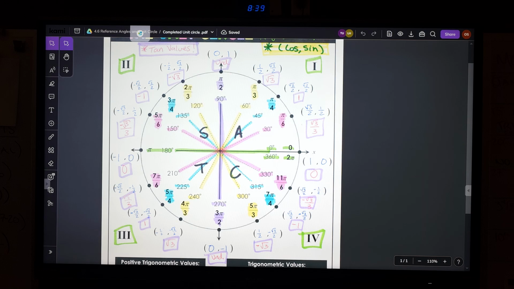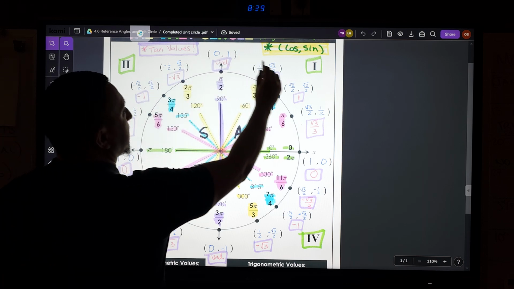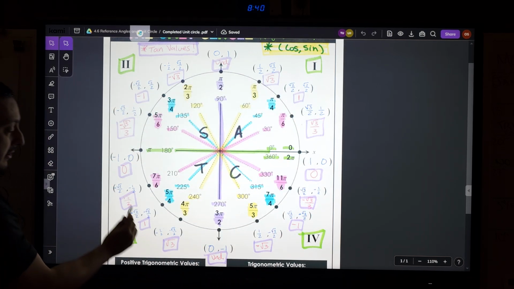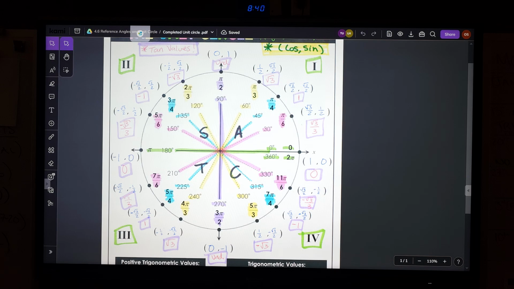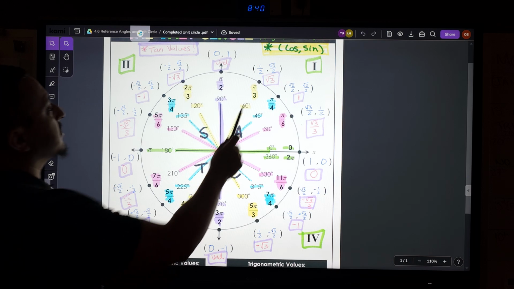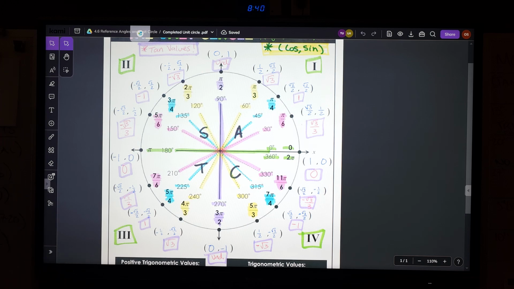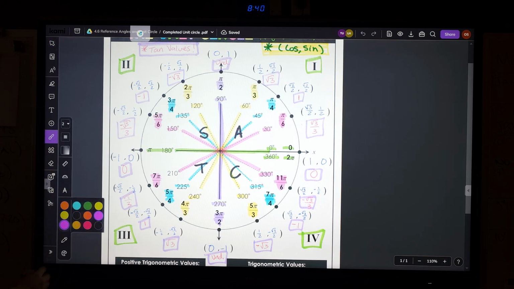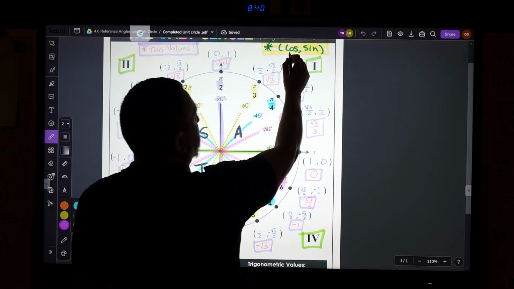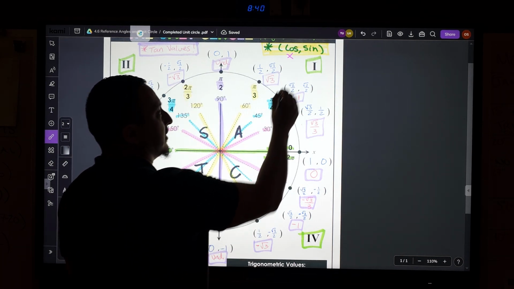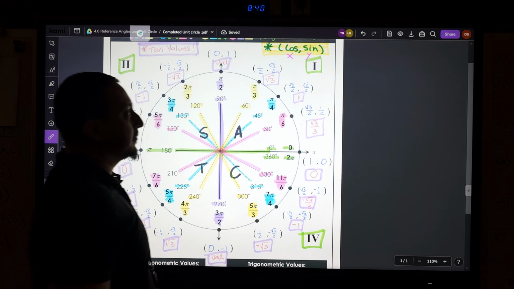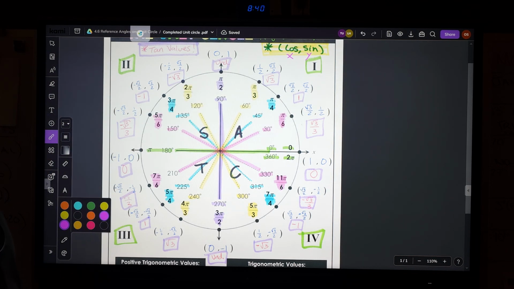All these other numbers on the outside, and this is what I'm about to teach you, refer to the cosine, sine, and tangent values. And they're in this order, so let me see if I can write on this. Cosine is the x, and then sine is the y. So let me give you an example.